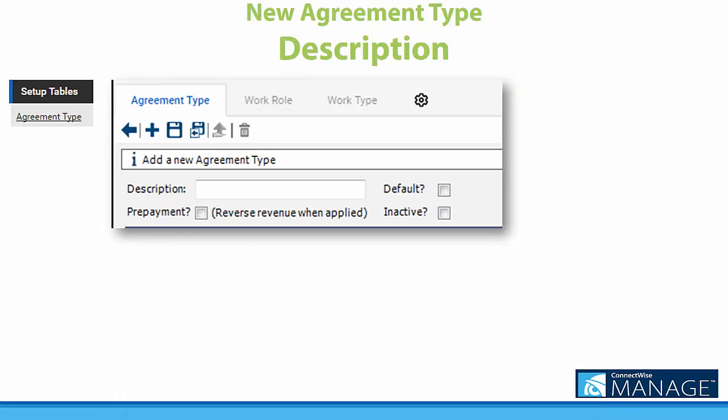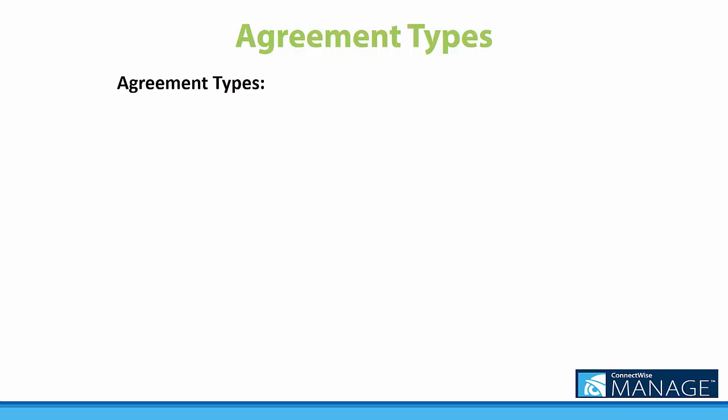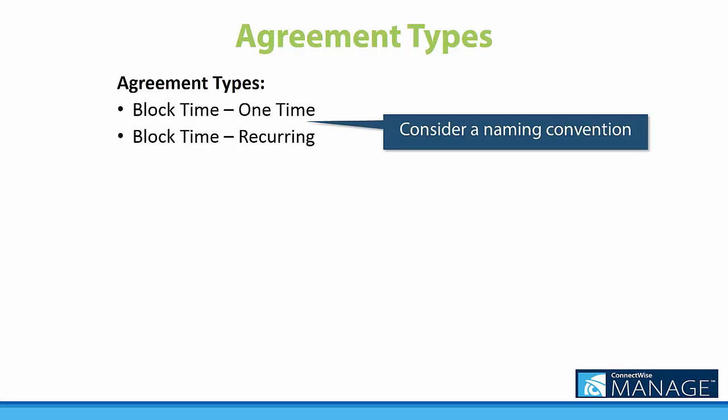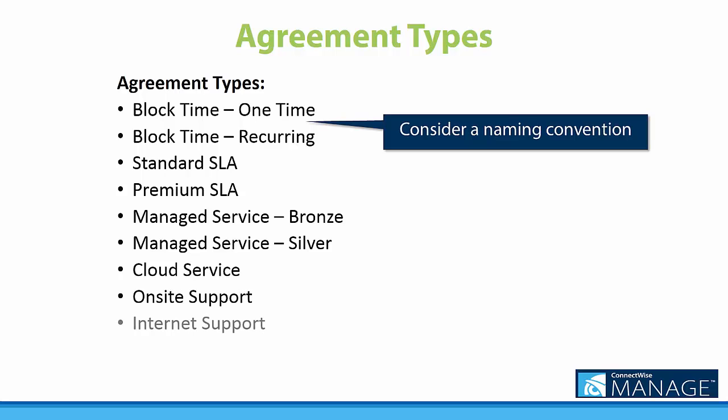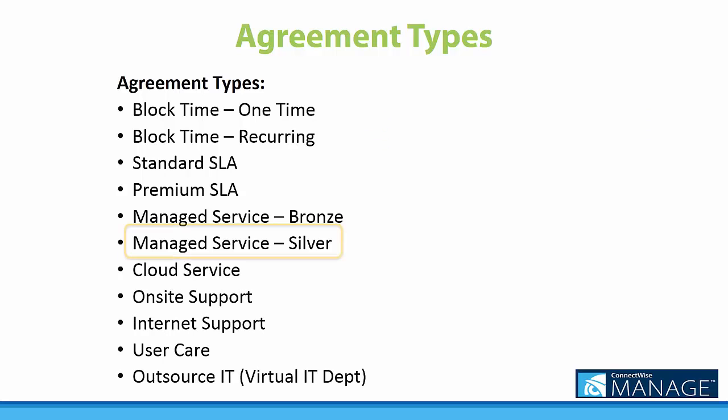Before you can make any other changes in a new agreement type, under description, you must give it a name. Because agreement types are used as templates for when it's time to connect them to a specific customer, we suggest using a naming convention so it's easy to understand what the agreement type is and to find it again quickly. Remember, many customers can have one agreement type, like Managed Service Silver, and one customer can have many agreement types, such as Cloud Service, On-Site Support, and Internet Support.